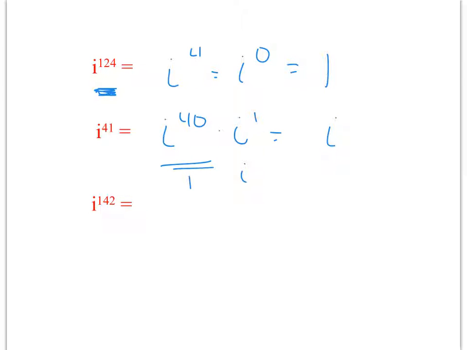And i to the 142nd: the biggest multiple of 4 that 142 has is 140, so we can think of this as i to the 140th power times i to the second. Well, i to the 140th power is just 1, times i to the second. Well, i to the second is negative 1, so this answer is negative 1.